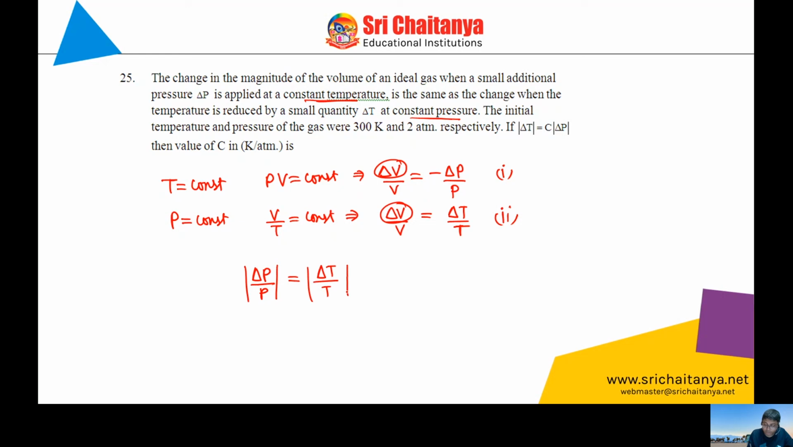Here we are looking for delta T by delta P, which is C, and this will turn out to be T by P. T they have given as 300 Kelvin, and pressure as 2 atm. So this will be 150 Kelvin per atm. So the answer is 150 over here.